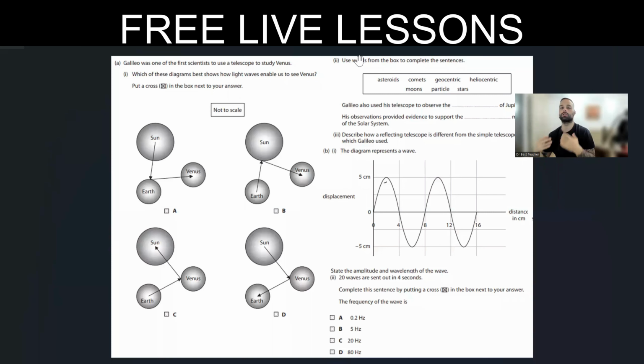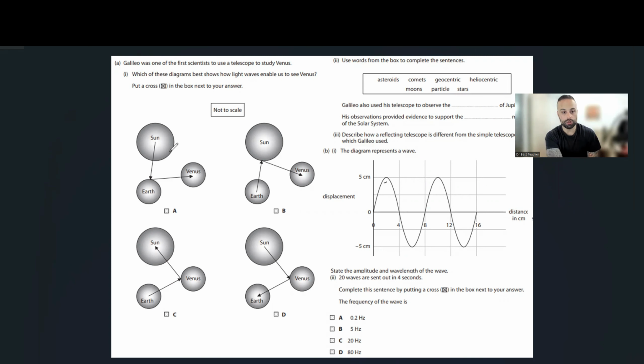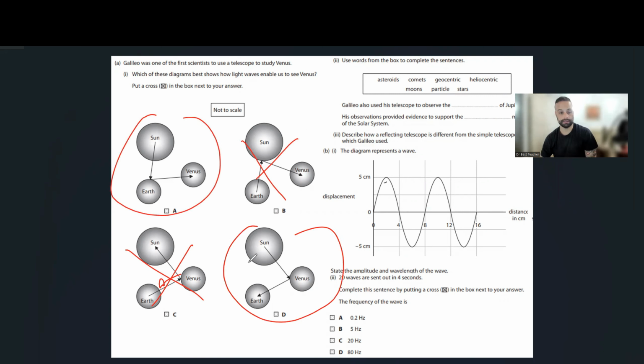In this question, which of these shows the light waves enable us to see Venus? So we want to see Venus. To see anything, the light needs to travel to our eyes. So firstly, we're going to cross out anything where the light is not going towards the Earth. That is that one. These are the only two where the light is actually going to our eyes.